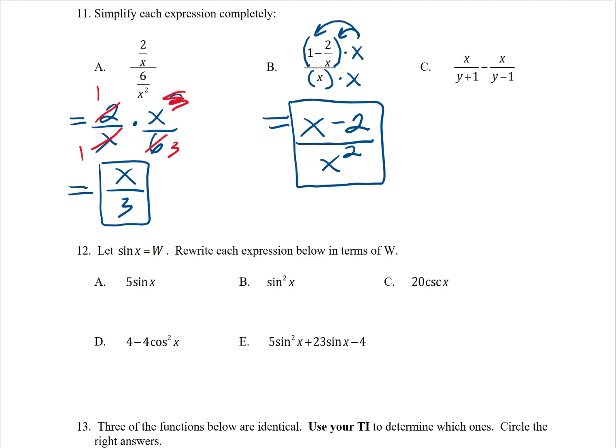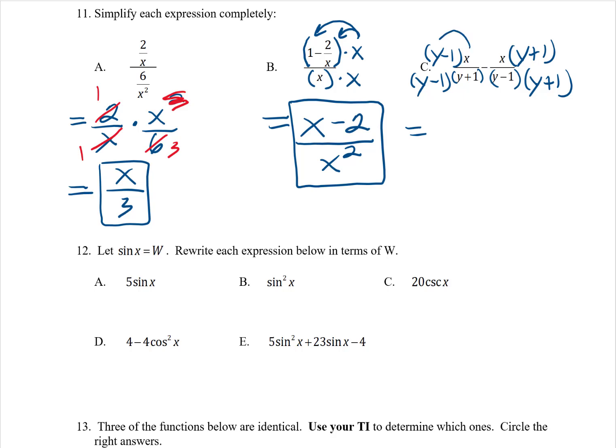Letter C, it looks like I need to subtract these two fractions. y plus 1 doesn't factor, and y minus 1 doesn't factor, which means they're their own factors. I'm going to have to fix this one by multiplying by y minus 1, and fix the other one by multiplying by y plus 1. I've got to get a common denominator. Remember, parentheses on the top are not helping me, so let me get rid of those.